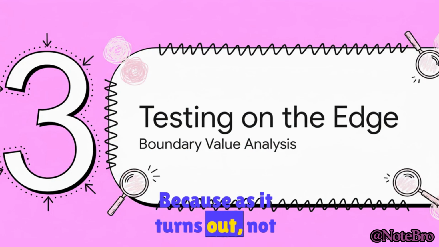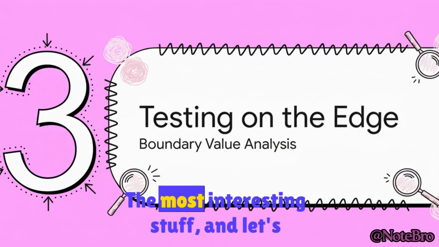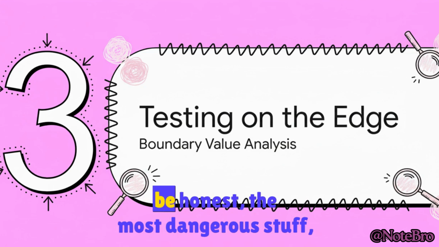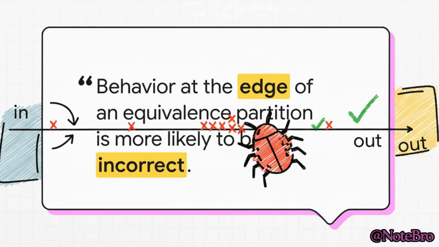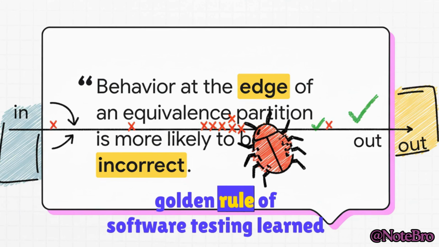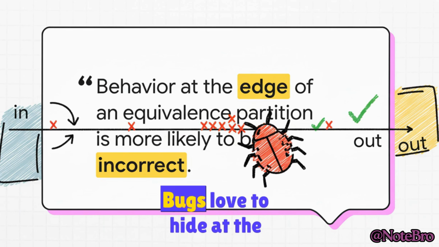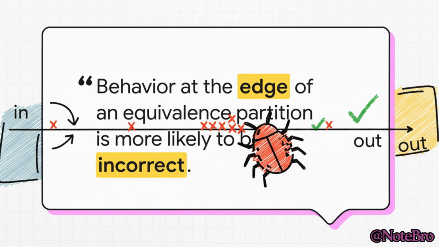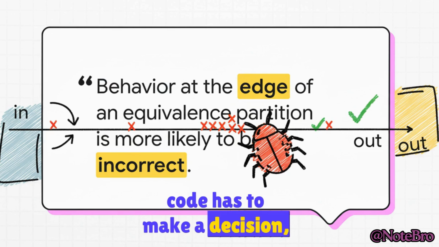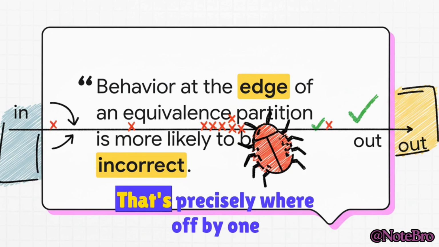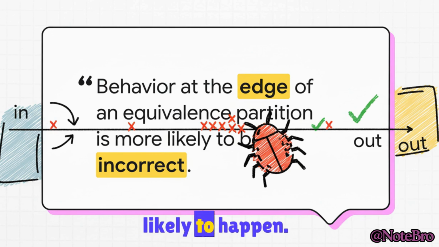But wait, we can get even smarter than this. Because as it turns out, not all values inside a group are created equal. The most interesting stuff, and let's be honest, the most dangerous stuff, happens right on the edge. And this, right here, is a golden rule of software testing, learned from decades of experience. Bugs love to hide at the boundaries. That one single point where the code has to make a decision: is this value in or is it out? That's precisely where off by one errors and other mistakes are most likely to happen.